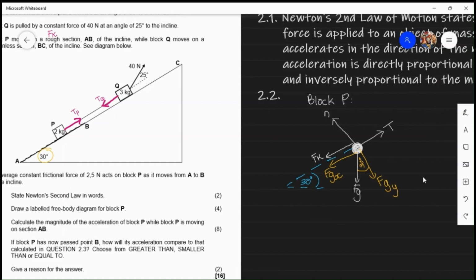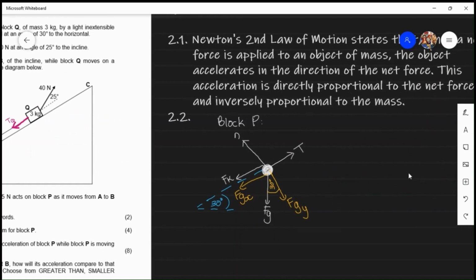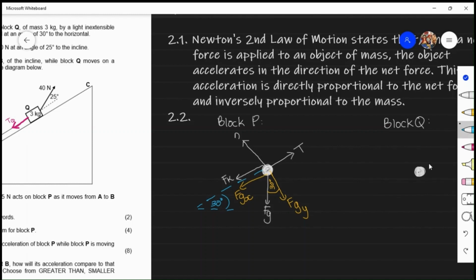Let us now draw a free body diagram for block Q. So we have this to represent our object. We can include our incline to make it easier to draw our forces. And this is inclined at 30 degrees.